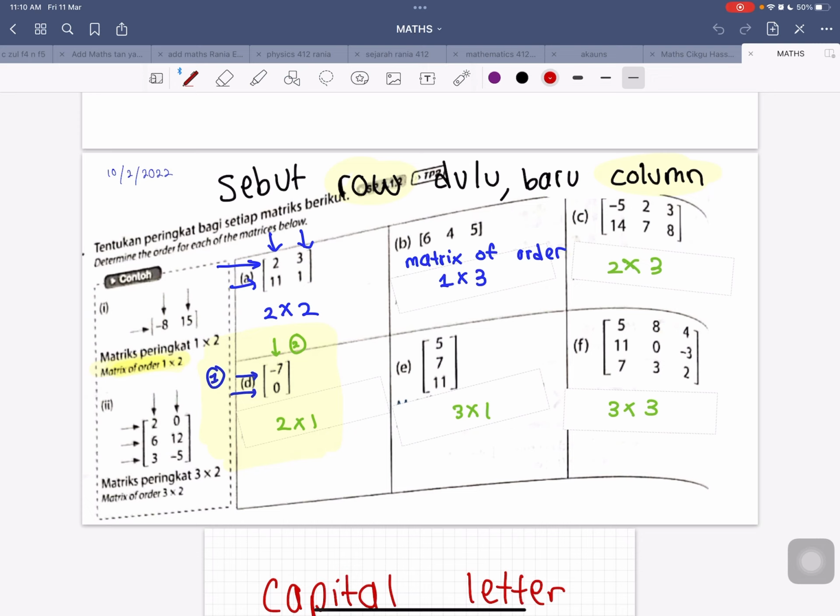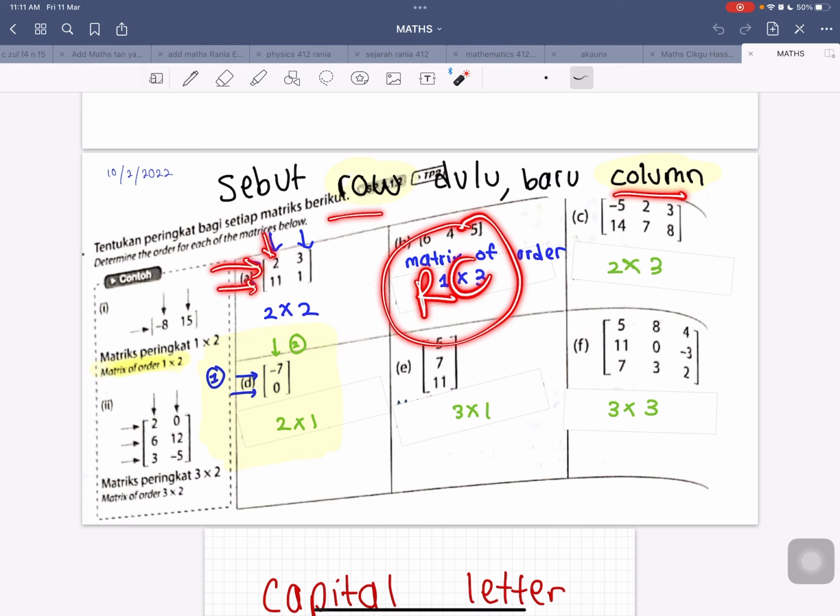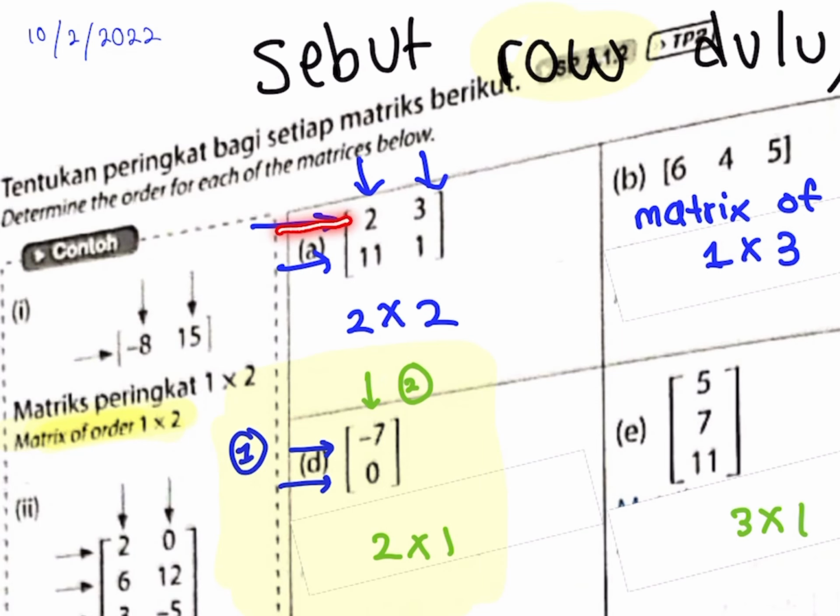Alright, so jom kita mula with the first part of the chapter. In this part, you need to know how to determine the order for each matrix. Dalam bahasa Melayu matrix lah kan. Okay, so kena sebut row dulu, barulah sebut column. Apakah itu row, apakah itu column, right? So this is your row and then column. So kalau nak tahu nombor 2 ni row ke berapa, column ke berapa, kena tengok. Okay, ni row pertama, ni column pertama, kedua. So ni row pertama, column pertama.